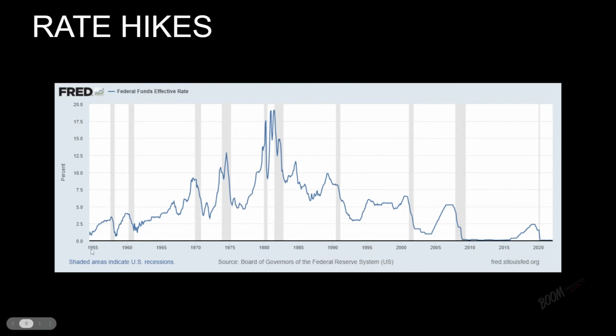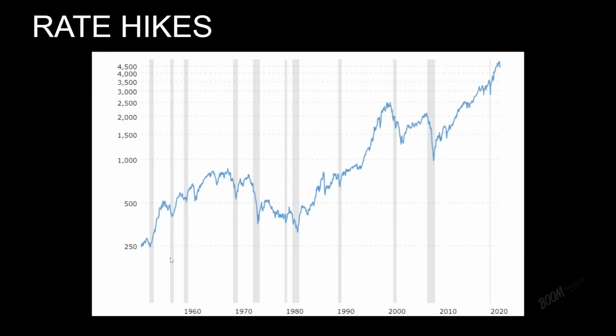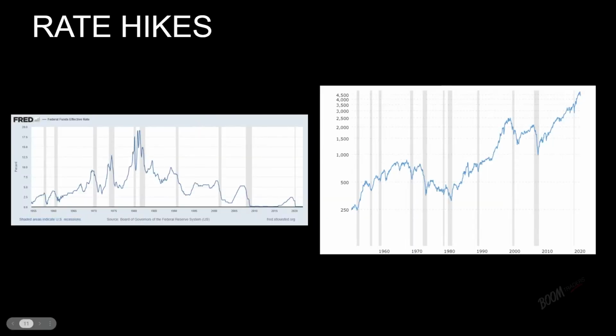This is starting from last century, 1955, and this is the S&P 500 from arguably 1955. As you can see, there are also some shaded areas. These are the drops in the S&P, and then there are some white areas, which are the advances of the S&P 500. Now let's make a comparison between the two charts side by side.